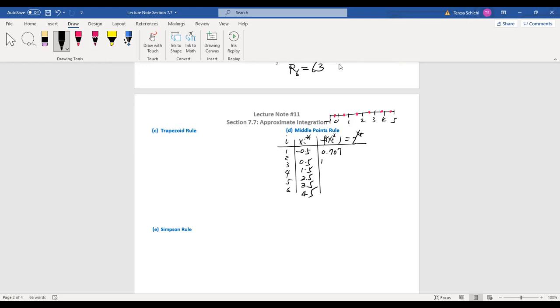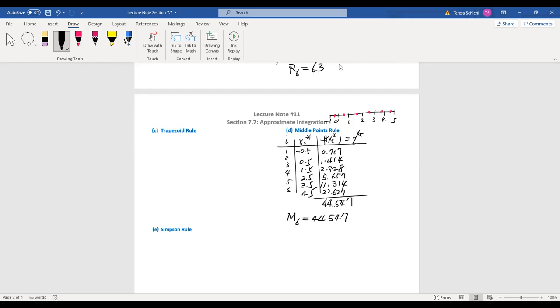So you will get 0.707, 1.414, 2.828, 5.657, 11.314, and 22.627. When you add them together, you will get 44.547. So this is what we call the midpoint approach: 44.547.